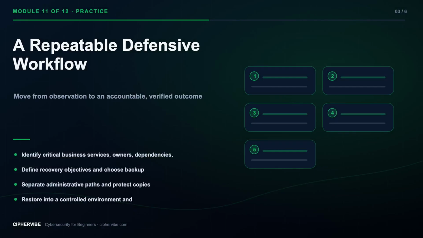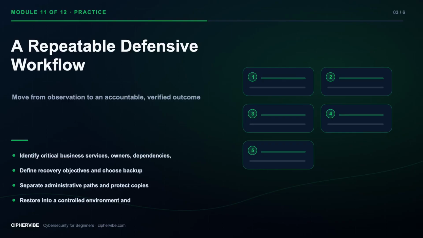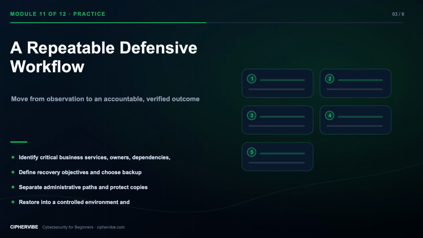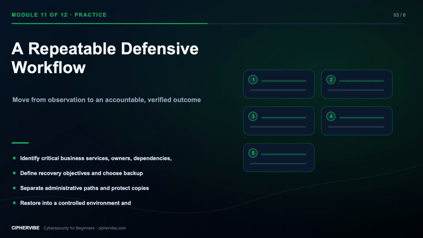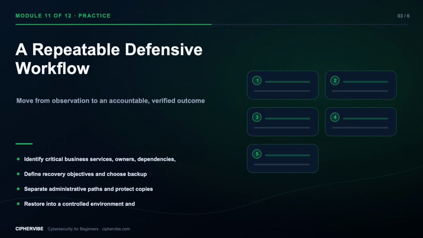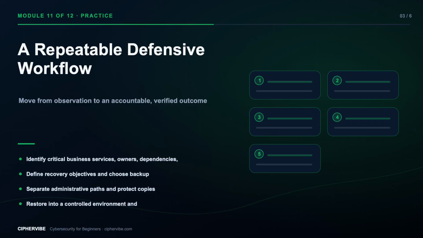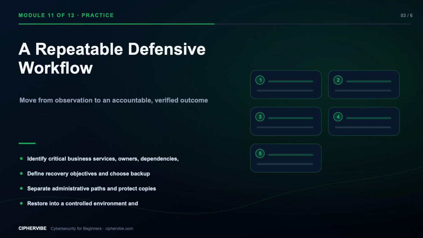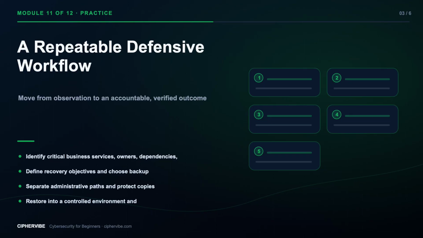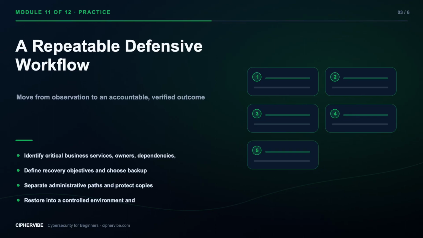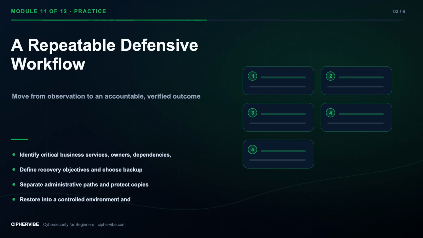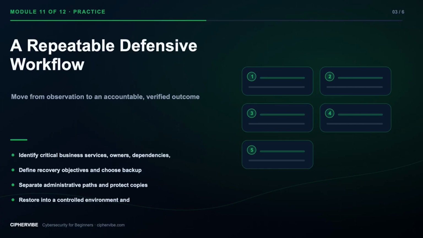Now turn the mental model into a repeatable workflow. First, identify critical business services, owners, dependencies, data, and acceptable interruption. Second, define recovery objectives and choose backup patterns that address failure and malicious destruction. Third, separate administrative paths and protect copies from production compromise. Fourth, restore into a controlled environment and verify data, application behavior, security, and performance. Fifth, record evidence, update the runbook, and correct dependencies that prevented recovery.